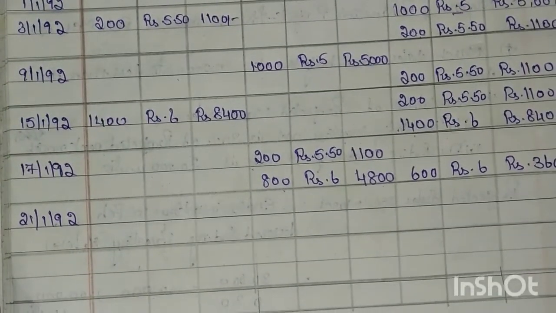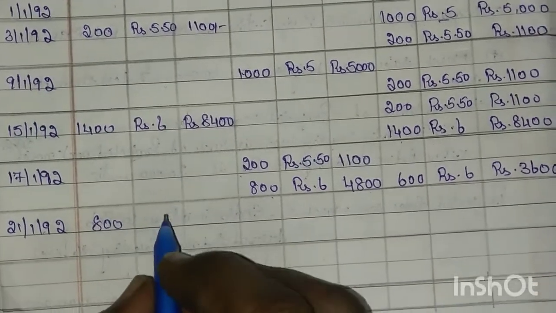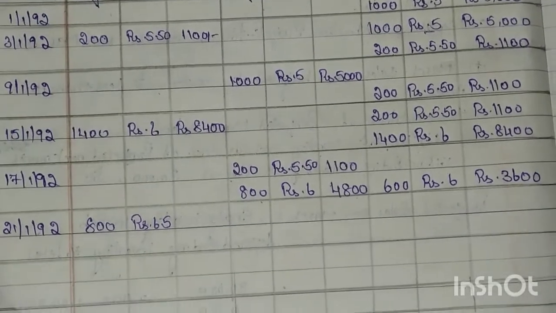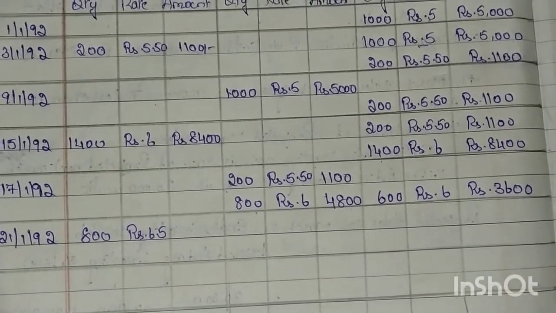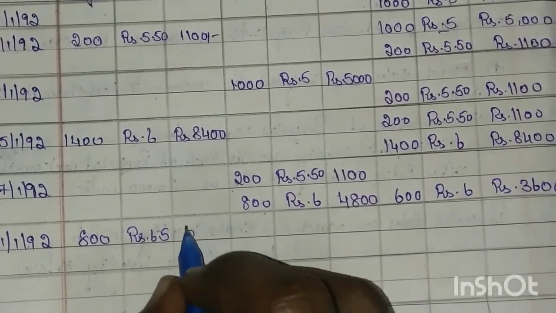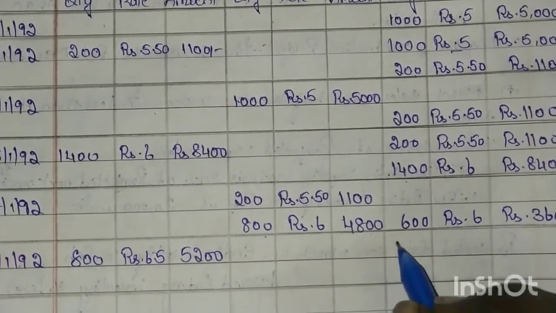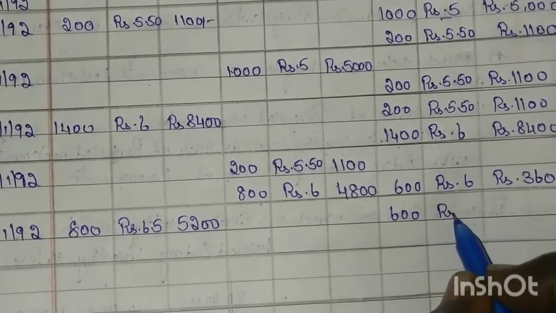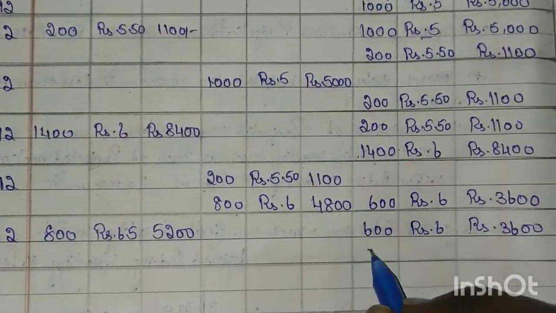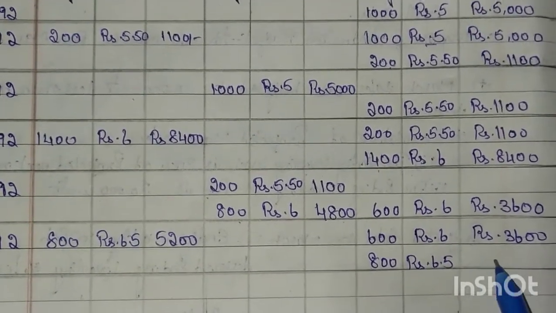After this transaction, next we have the transaction on 21st January 92. On this date they are again purchasing 800 units at a price of rupees 6.5, and the total amount will become 5200. Now we have to write the balance. Previous balance as usual, 600 at rupees 6, rupees 3600, and newly purchased 800 units at rupees 6.5. Total amount is rupees 5200.